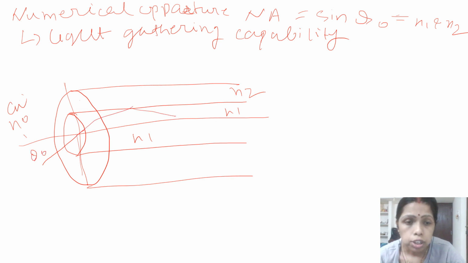Theta naught, this is theta r, this is theta c, and this is the theta c when the reflected ray is 90 degrees. So we'll put this boundary condition and calculate the minimum acceptance angle for achieving total internal reflection. This is theta naught and this is phi c. Suppose phi c is 90 degrees.